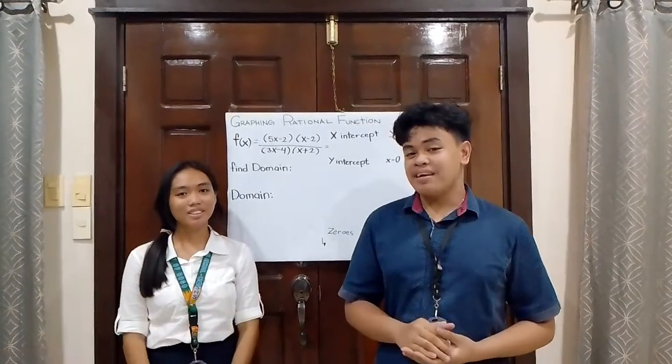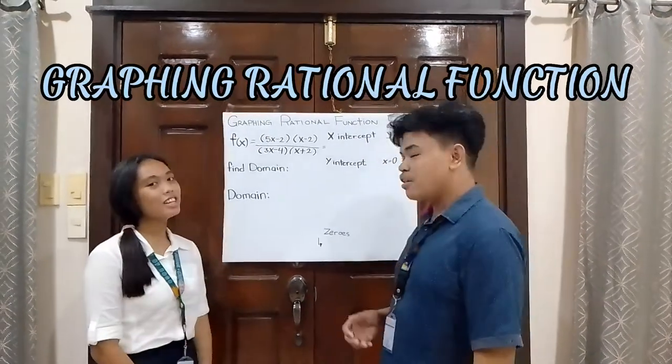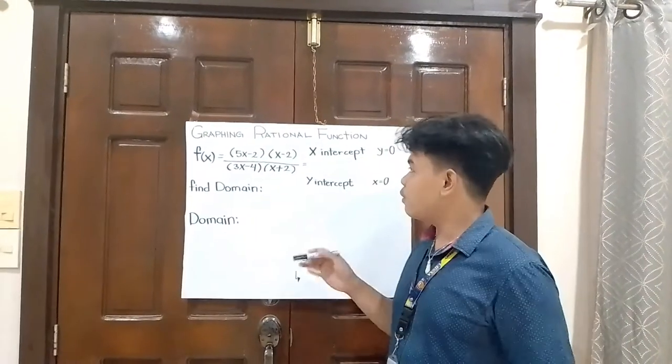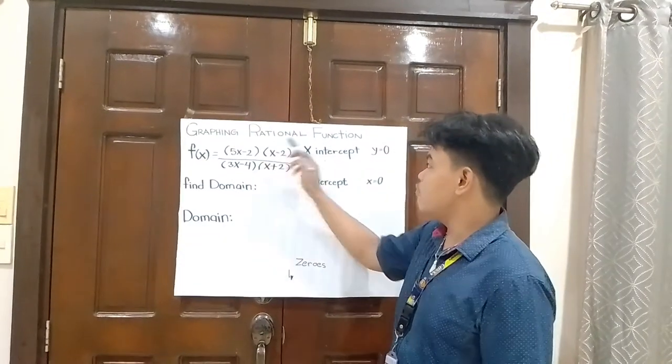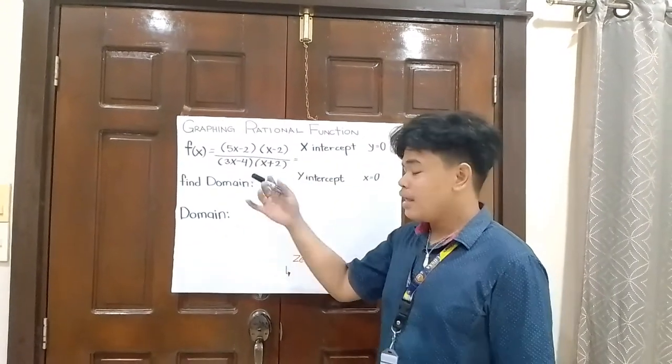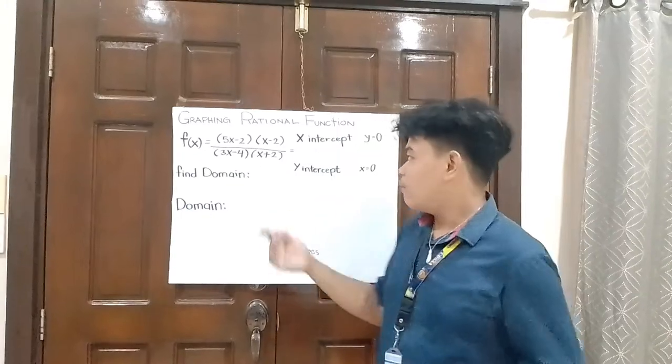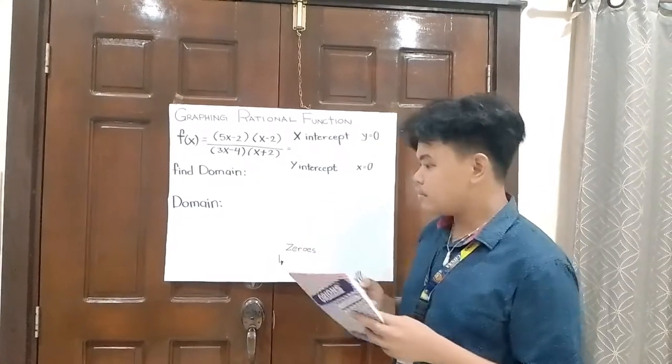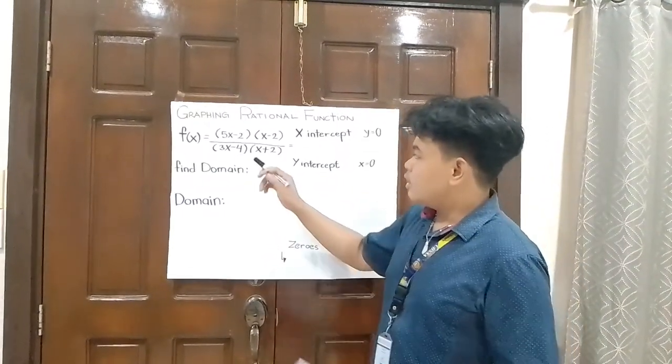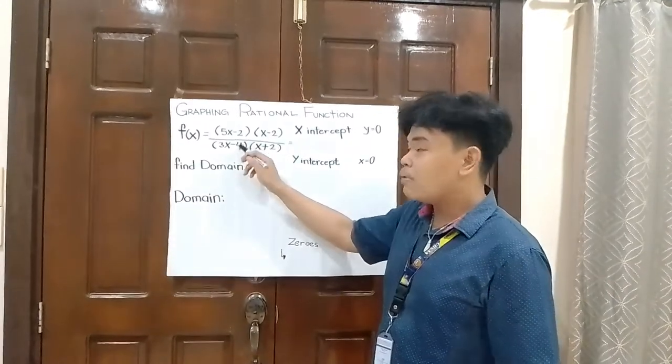Today we'll discuss graphing rational functions. First and foremost, in graphing a rational function, we must first find the domain. Finding the domain is quite easy. It is just to find the number that makes the denominator zero.